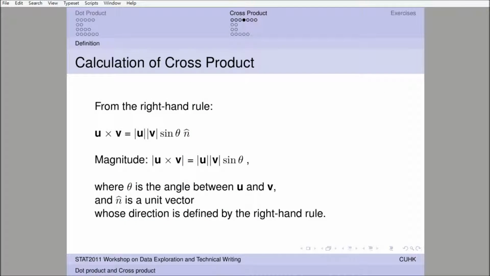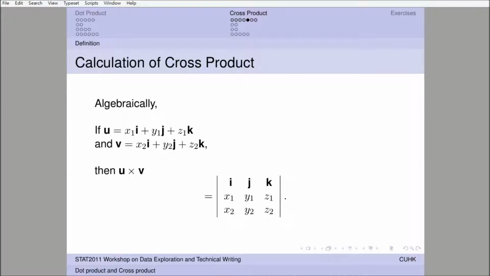From the right-hand rule, u cross v is the length of u times length of v times sine theta times the unit vector n, whose direction is defined by the right-hand rule, and its magnitude equals length of u times length of v times sine theta. Algebraically, if vector u equals x1i plus y1j plus z1k, and vector v is x2i plus y2j plus z2k, then u cross v can be calculated by this determinant.